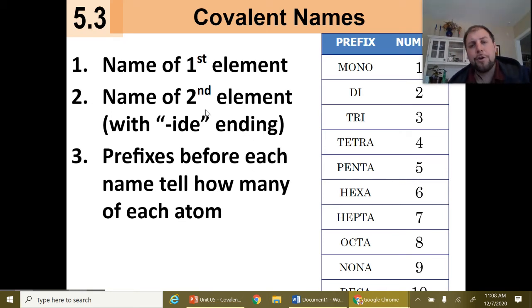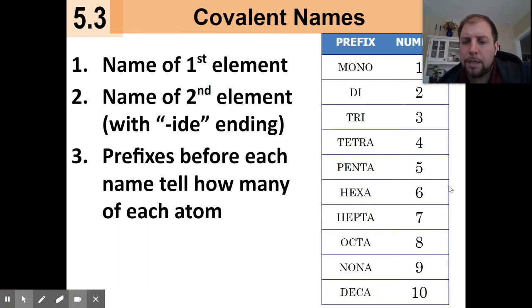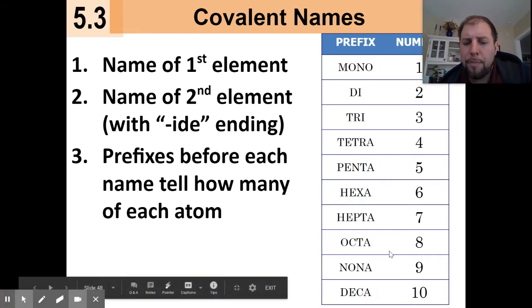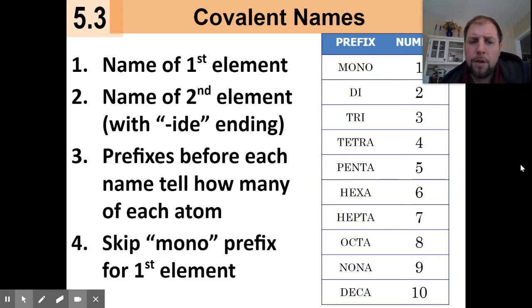If there's two there, you'd put di. Three would be tri, tetra, penta, hexa, hepta, octa, nona, deca. All right, normally you'd have to memorize these, but I guess not this year. We're not really doing much memorizing at all. Okay, now there's one last thing to keep in mind. If you only have one atom, only one of the first atom, you do not put mono in front. You don't put mono in front.